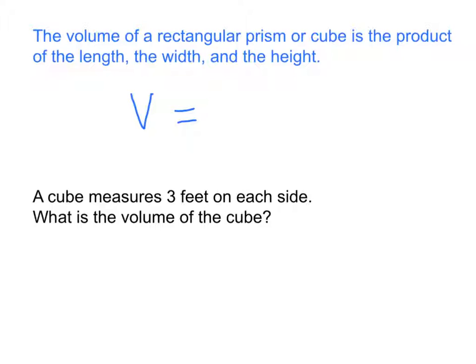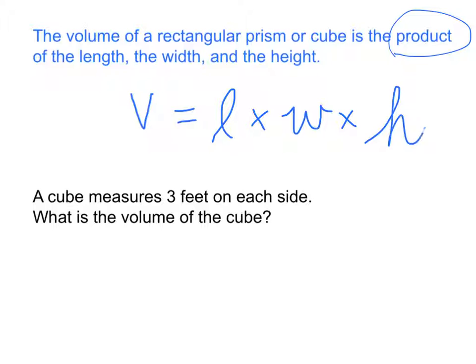So you want to write this down. Now, when we're talking about the product, what does it mean? When we say something is the product of something, what mathematical operation should you be thinking in your head? Multiplication. So it says the volume of a rectangular prism or cube is the product of the length, the width, and the height. So in order to find the volume, we need to multiply the length of a figure times the width times the height.